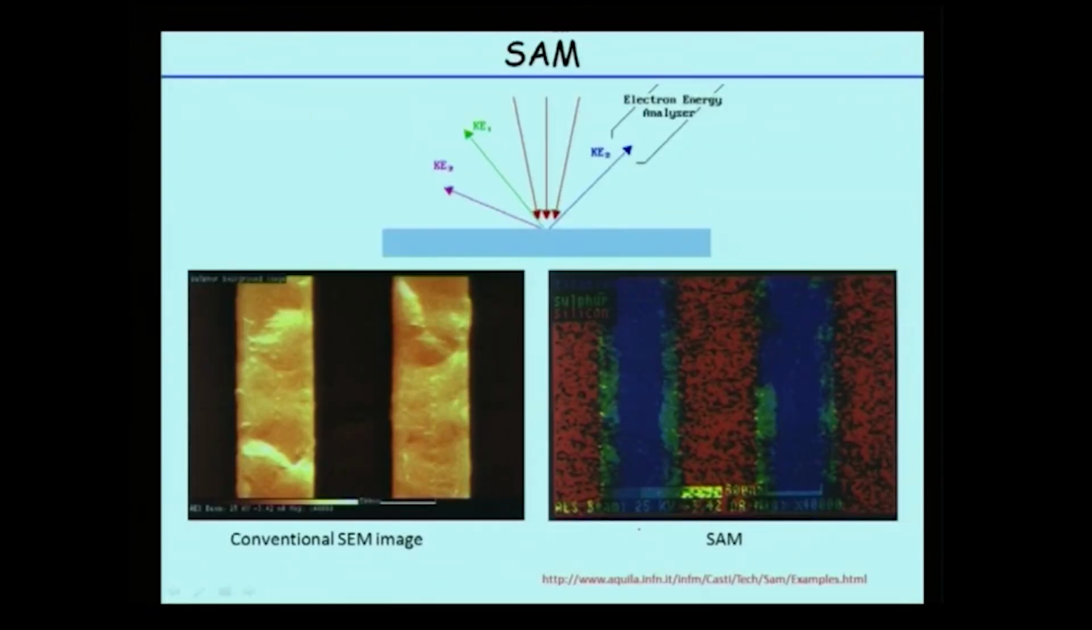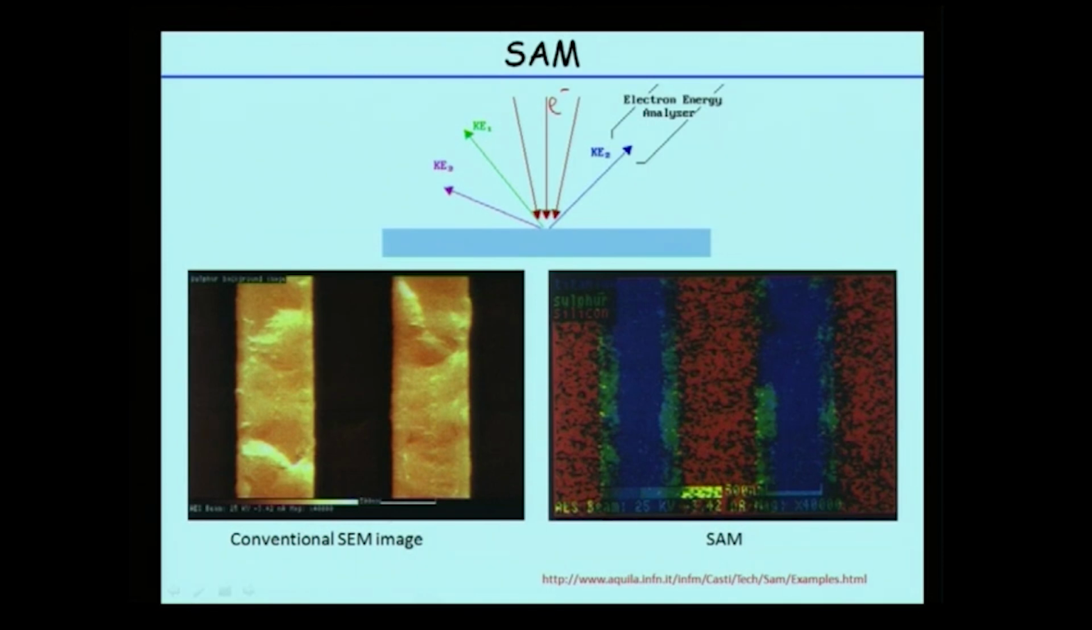So what is done here? Let me describe it in a schematic diagram. This is the electron beam falling on the sample surface. You are basically generating KE1, KE3, KE2, different kinds of transitions of energies, electrons with different energies. These can be detected because of the presence of different elements when you scan, and then you can image.